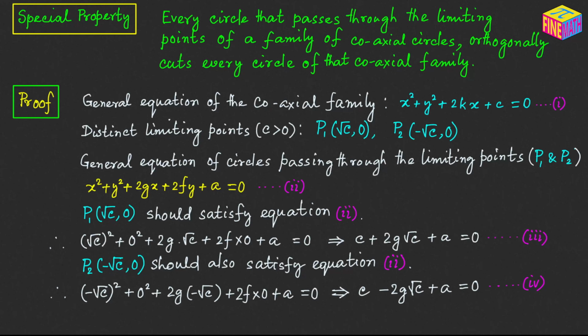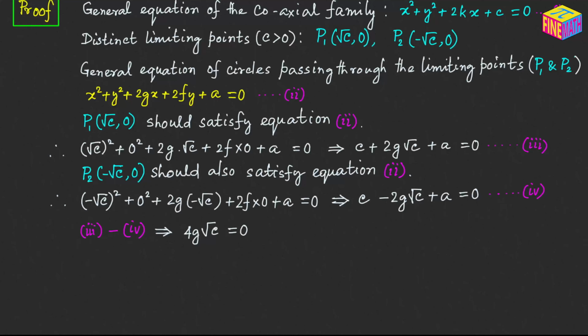Next, I'm going to subtract equation number 4 from equation number 3. We are going to get something like this, and because we have assumed that there are two distinct limiting points for the given family of the coaxial circles, definitely c is not 0 or negative, c has to be positive. So in this case, because c is not 0, we can divide both sides by the square root of c, then we are going to end up with g equals 0. And then from equation number 3, by plugging the value of g, we can get a equals negative c.